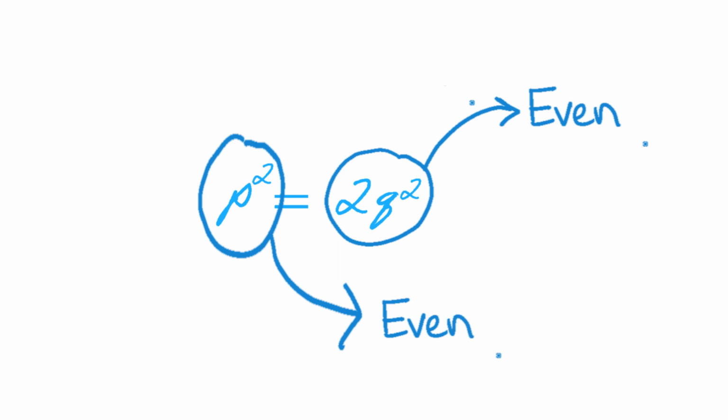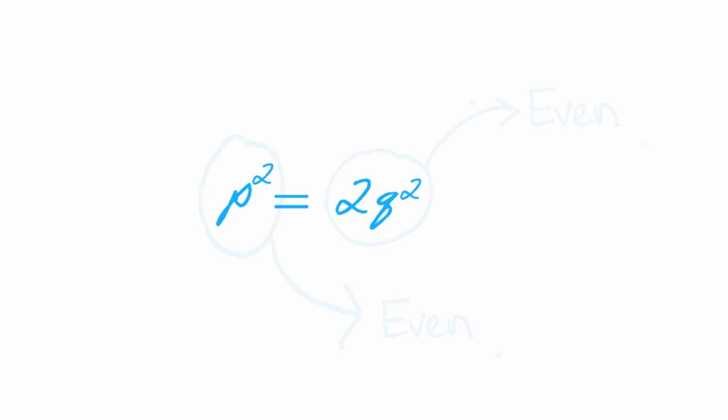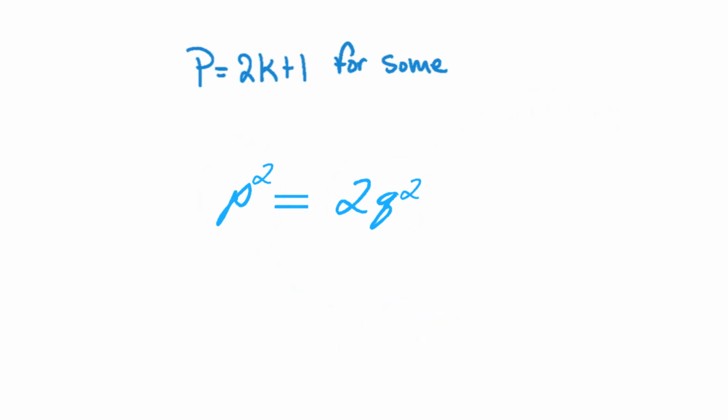Now, we don't know anything about p. p could either be even or odd, but we know that p squared is even, and I'm going to try and convince you that means that p is also even. To convince you that p is even, let's look at the case where p is odd. So if p is odd, that means that p can be expressed as 2k plus 1 for some integer k, and p squared would be (2k plus 1) squared.